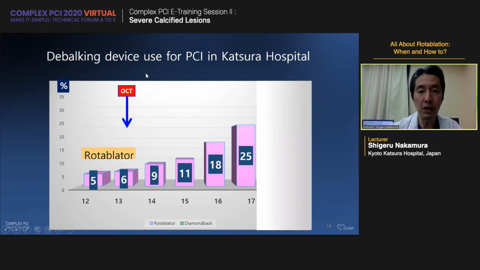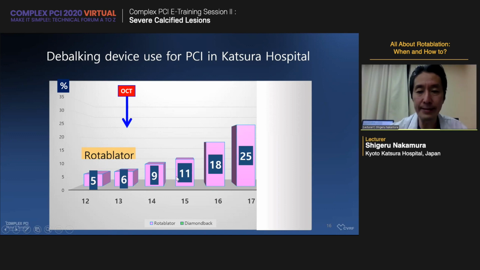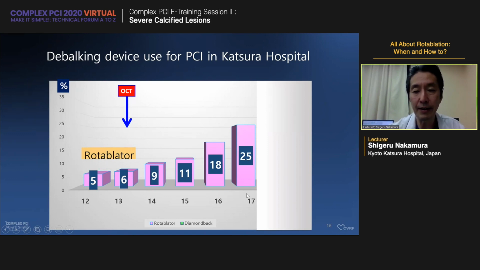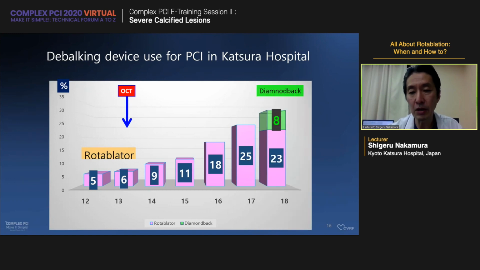So debulking device use in our hospital is increasing. I think the average use of rotablation in Japan is 6 to 8%. But after introduction of OCT, rotablation cases increased, and in 2017 we used rotablation in 25% of patients. Then in 2018, Diamondback came, and altogether 31% used debulking.